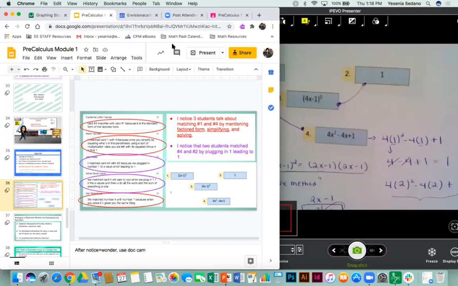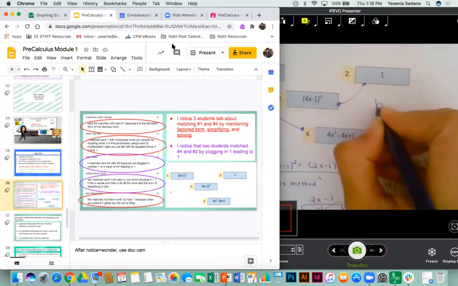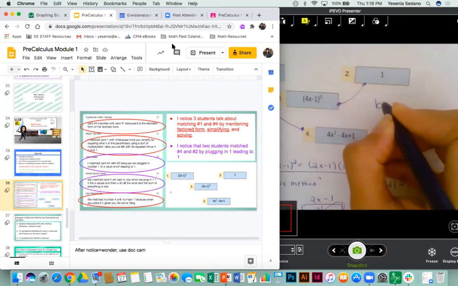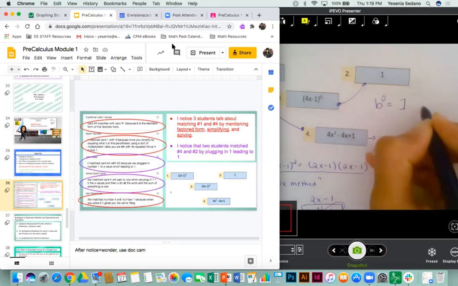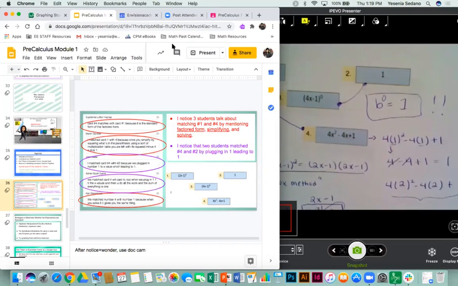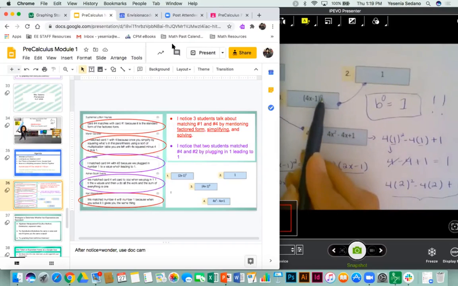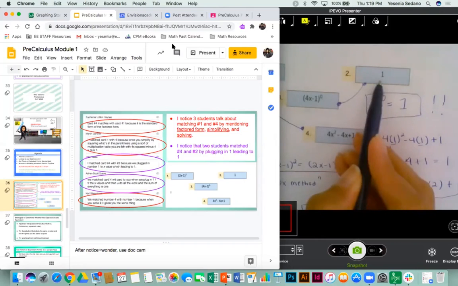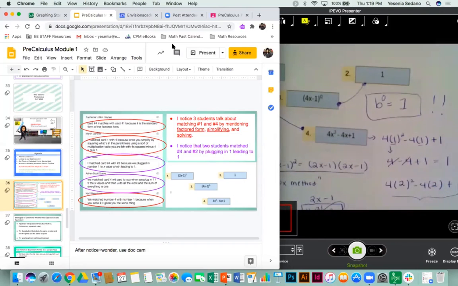The reason for that, some of you actually brought up on the Desmos, is an algebra skill, or an algebraic rule you have to remember. Anything to the 0 power is equal to 1. So that's actually important. Make sure you put that in your notes. So this expression to the 0 power equals 1. So that's why these two match up.